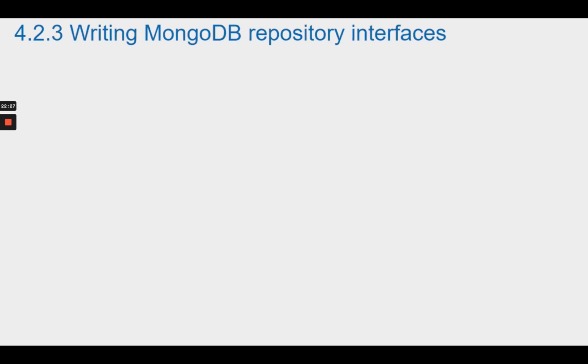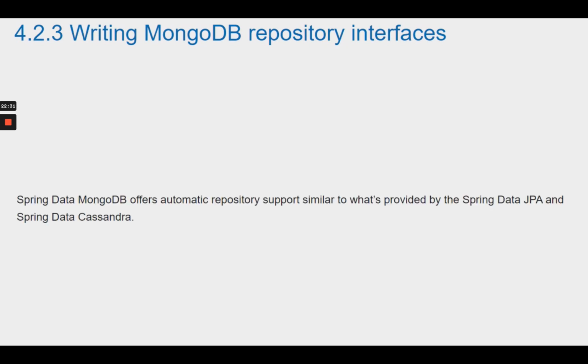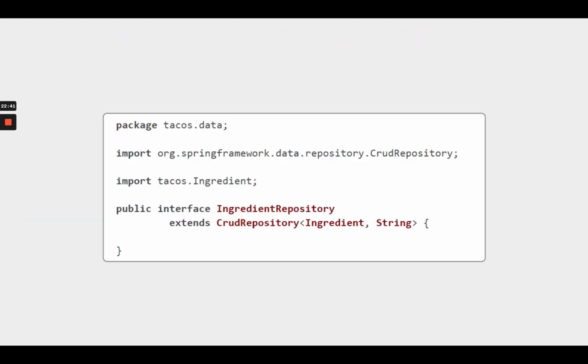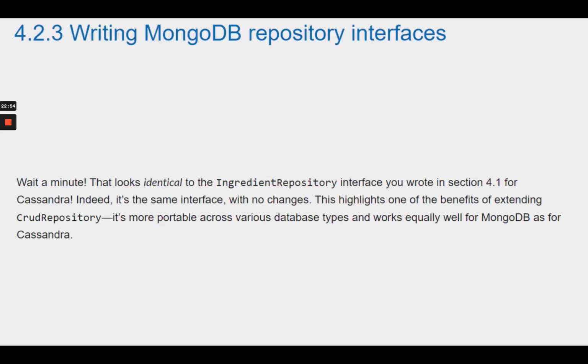Section 4.2.3, Writing MongoDB Repository Interfaces. Spring Data MongoDB offers automatic repository support similar to what's provided by Spring Data JPA and Spring Data Cassandra. You'll start by defining a repository for persisting Ingredient objects as documents. As before, you can write IngredientRepository to extend CrudRepository, as shown here.